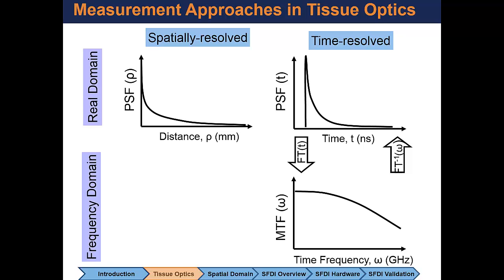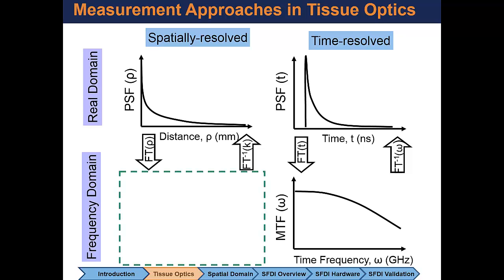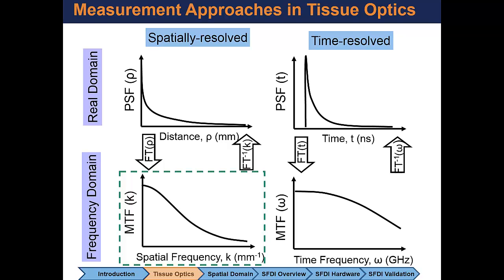So there's another quadrant here, and that's what spatial frequency domain is designed to answer. It's measuring the modulation transfer function in space. So we shine patterned light. Instead of pulsing them in time, we move photons in space using a projector just like I'm using here, and measure the MTF as a function of spatial frequency.